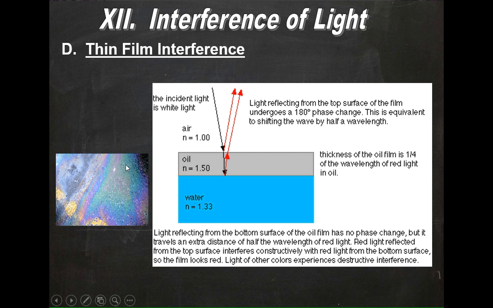Like if you've ever blown a bubble, if you look at it at just the right angle, sometimes you can see that you get the rainbow inside the bubble there. Again, that's because of the different thicknesses in the portions of the bubble that you've blown. That concludes the section.